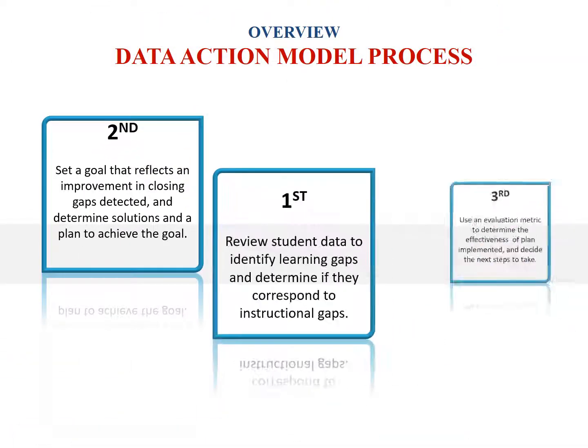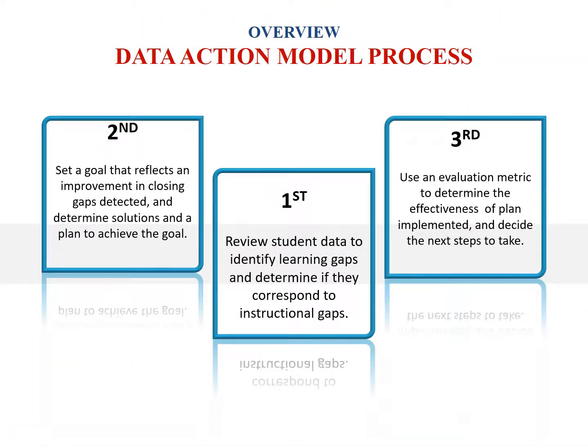There are three general steps in the data action model process. The first is to review student data to identify learning gaps and determine if they correspond to instructional gaps. Then you set a goal that reflects an improvement in closing gaps detected and determine solutions and a plan to achieve that goal. Last, you use an evaluation metric to determine the effectiveness of the plan implemented and decide on further steps to take.